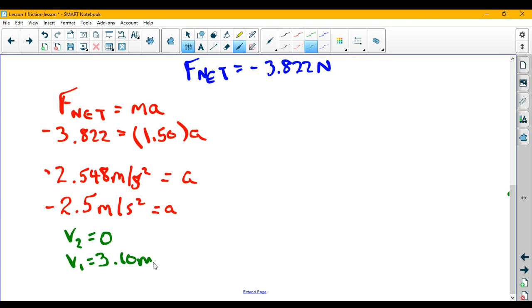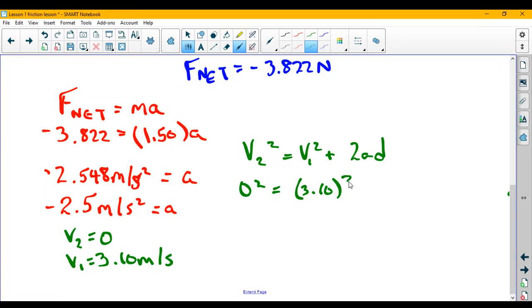Oh yes, our friend, the kinematics equations. I know you thought they went away. They have not. So I can use V2 squared equals V1 squared plus 2AD, and this will let me solve for my distance or displacement. So 0 is my final velocity. There is my first velocity. Don't forget the negative on your acceleration because otherwise you'd get a negative distance and it didn't turn around.